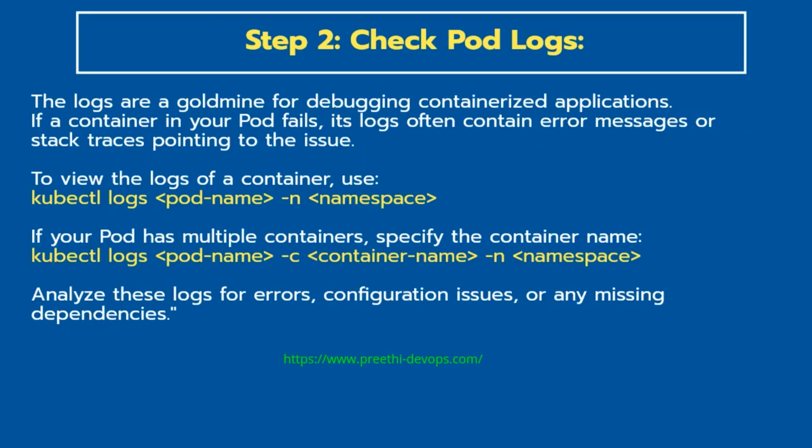Step 2. Check pod logs. The logs are a goldmine for debugging containerized applications. If a container in your pod fails, its logs often contain error messages or stack traces pointing to the issue. To view the logs of a container, use kubectl logs podname -n namespace.